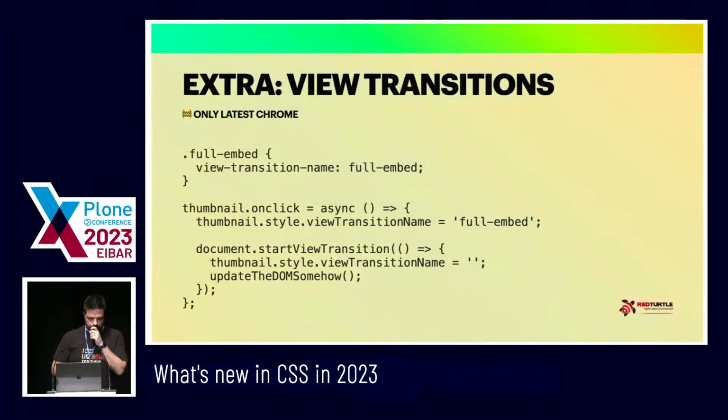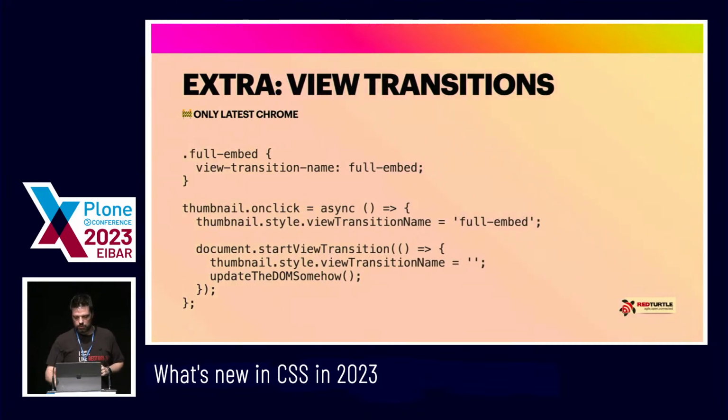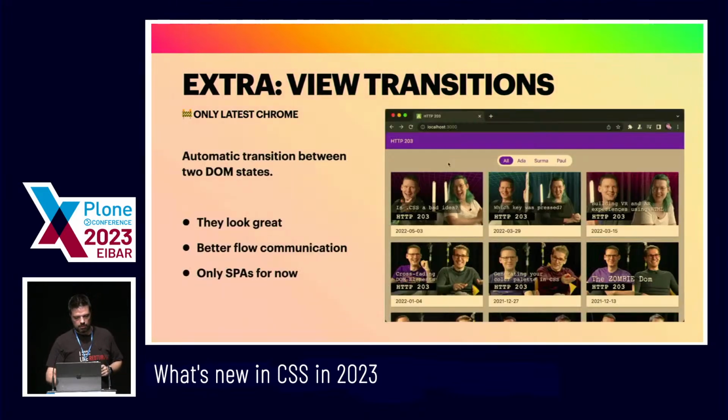This is the core of the code needed to do that. So you apply the view transition name, and there's one caveat here. No view transition name duplicates are allowed, so I could not have all thumbnails with the same view transition name. It doesn't work if you do that.